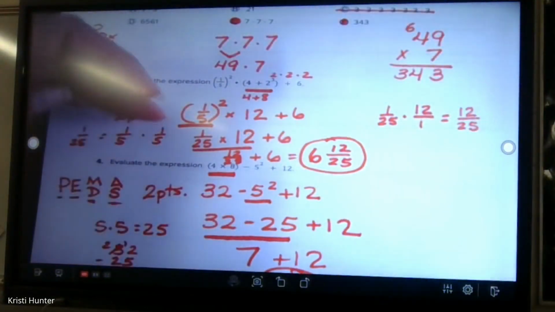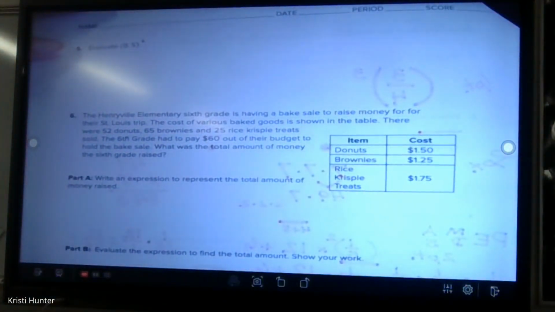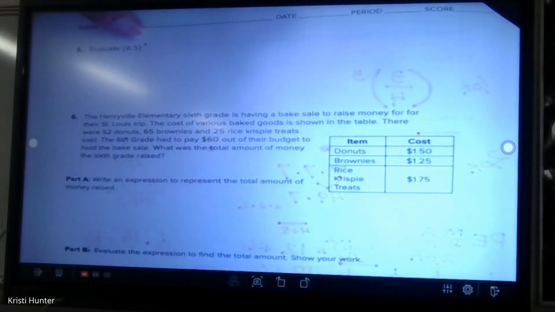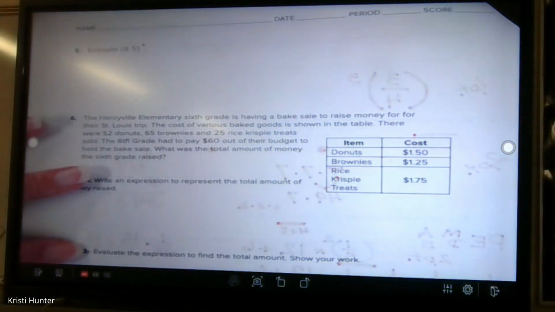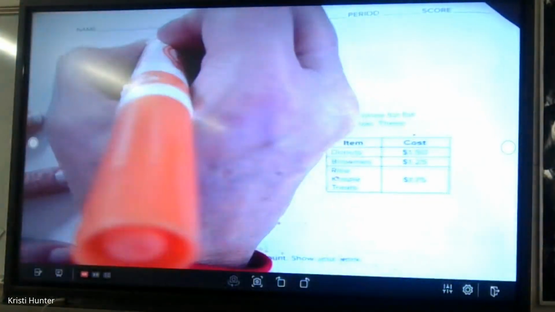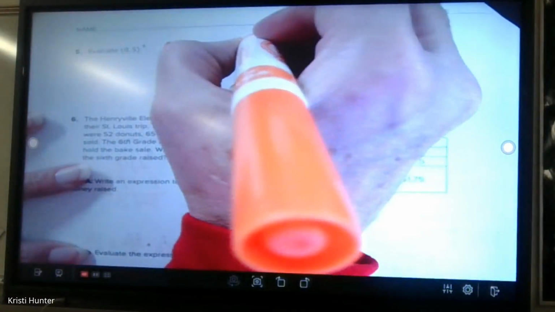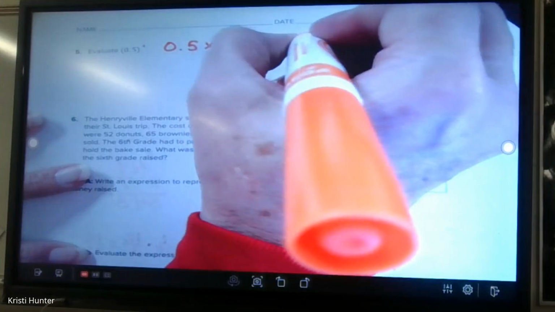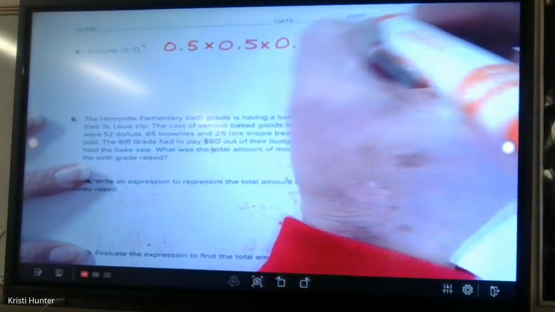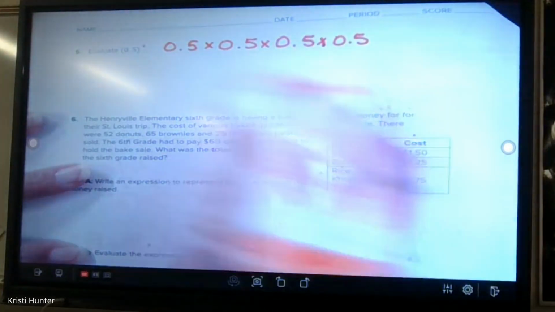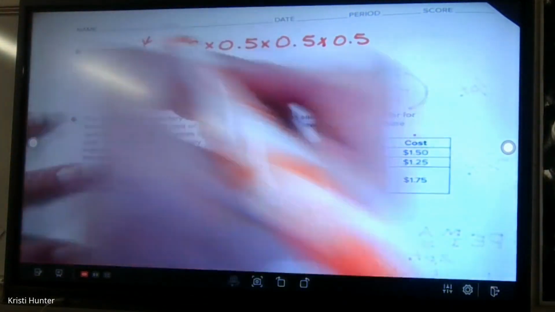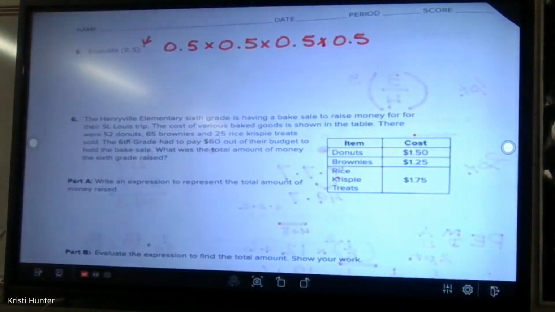Moving on, we'll continue to number 5, which again is an exponent question. It says take 0.5 to the 4th power. So first thing I need to know is that 0.5 to the 4th power means 0.5 four times. 0.5 is my base. 4 is my exponent that tells me how many 0.5s I want to write.